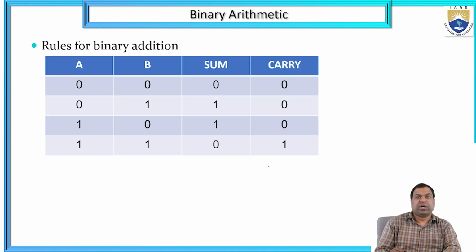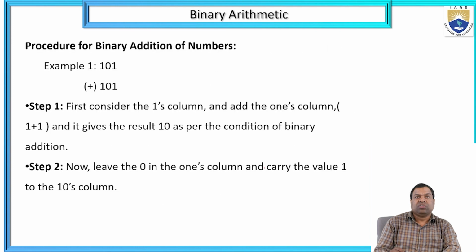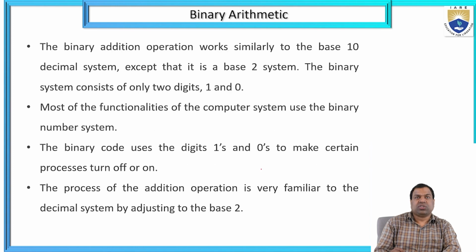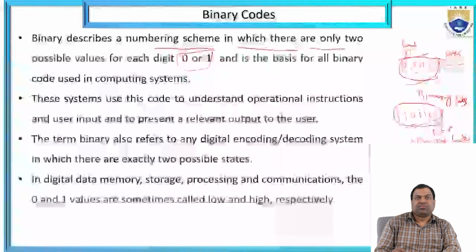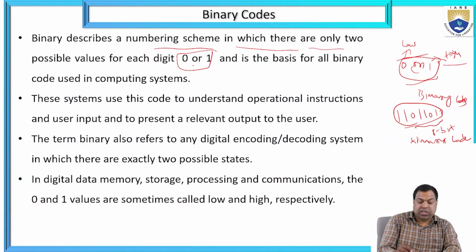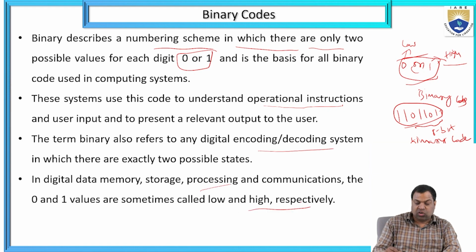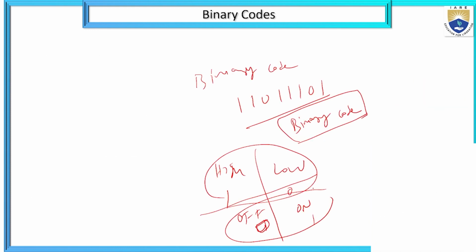So here it is, binary addition. These are the binary addition numbers. In binary code, we describe things in the form of 0 and 1, and these are the relevant operations in the instruction. We use the on and off state, or encoding and decoding, and we go for the low and high values. For this we are using binary codes.